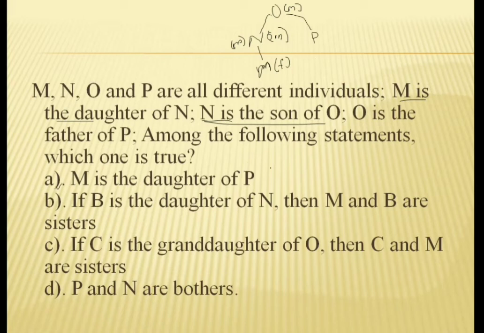So first option: M is the daughter of P. No, that is wrong, because M is the daughter of N, and N and P are siblings. So the first option is not matching, and we can eliminate it.